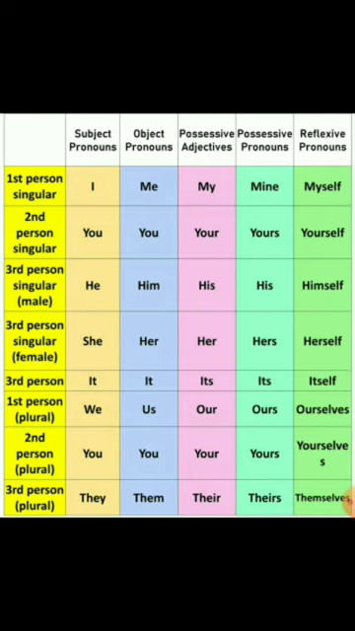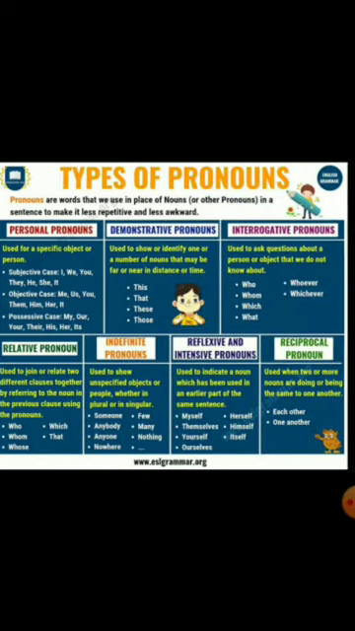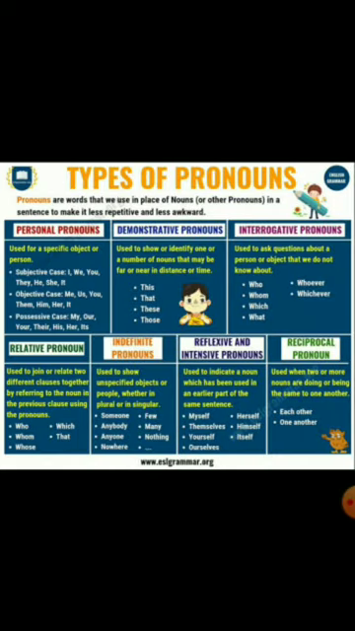The next pronoun is the reflexive pronoun. Reflexive pronouns refer back to the subject of the sentence. That means reflexive pronouns are used to turn the action done by the subject of a sentence back to the subject. For example, I was singing to myself. So words like myself, yourself, himself, etc. are called reflexive pronouns.